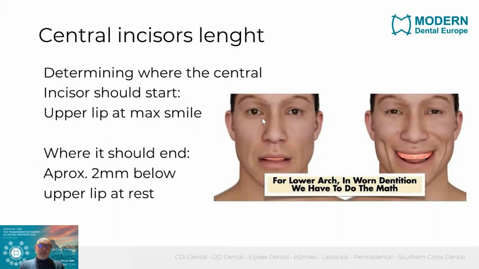If there are no teeth left, if it's an edentulous case, of course, we have to follow the rules for removable dentures using a wax rim, and then of course we determine where the central incisor should start, upper lip at maximum smile, and where it should end approximately 2 millimeters below the upper lip at rest position.